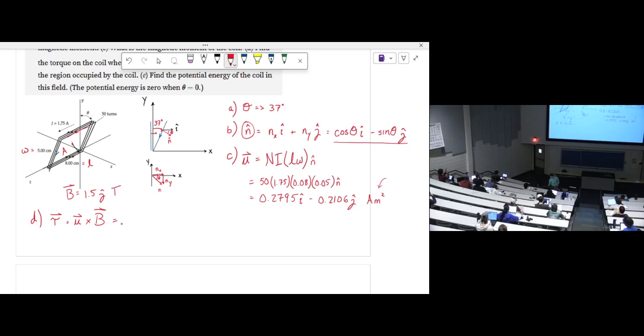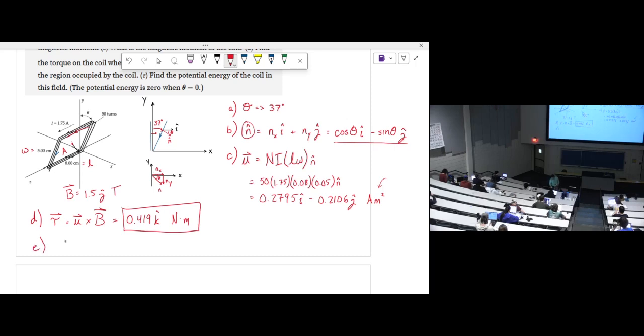So I get that my torque is equal to 0.419 k hat. And that's going to be, everything's in standard SI units, so it comes out to be Newton meters of torque.